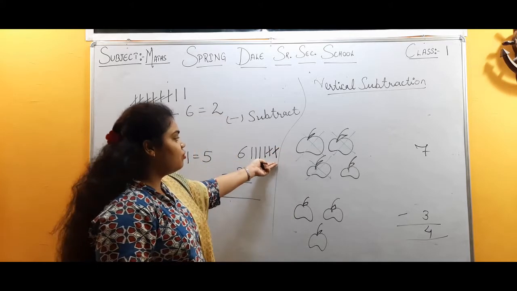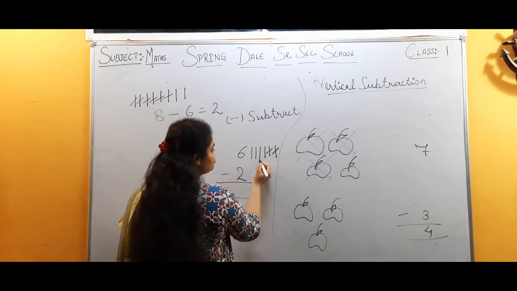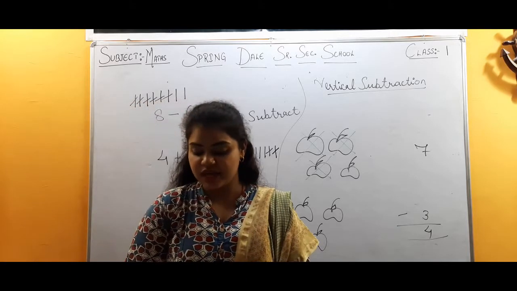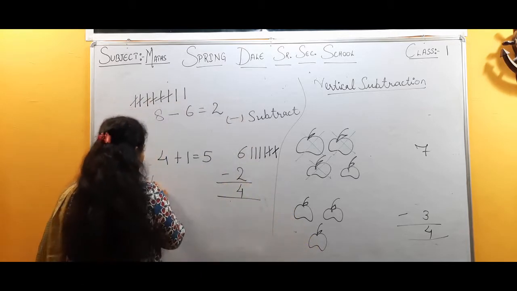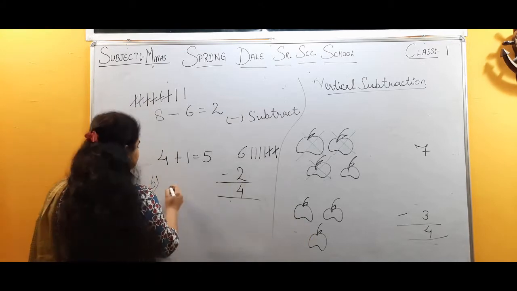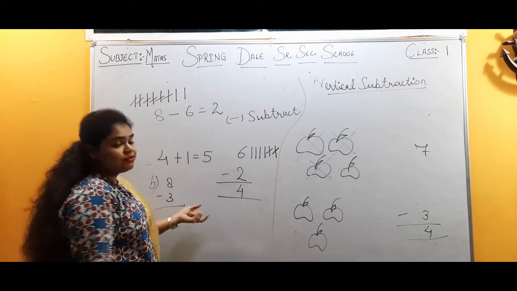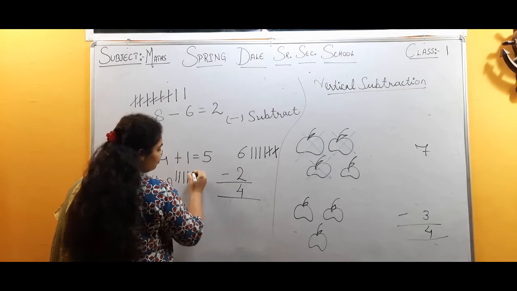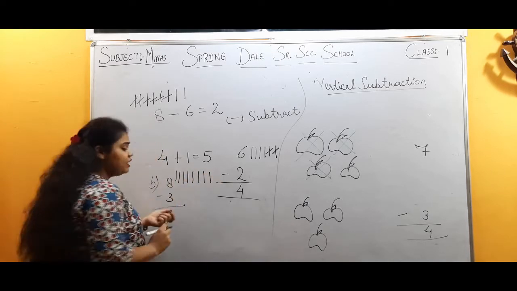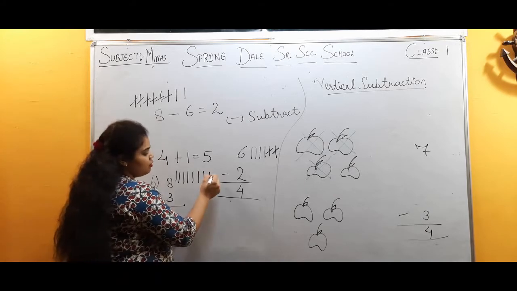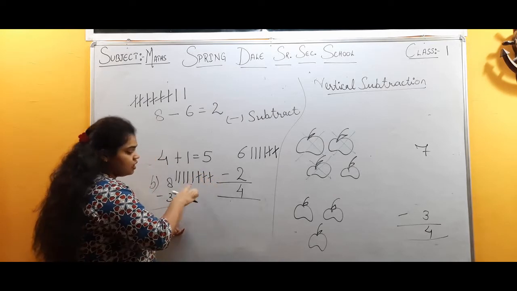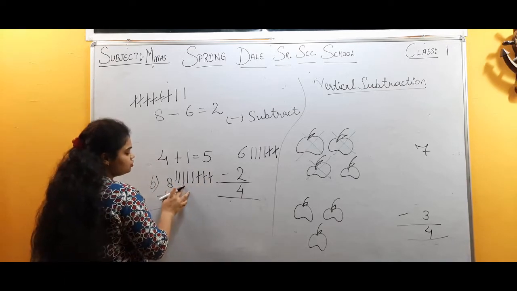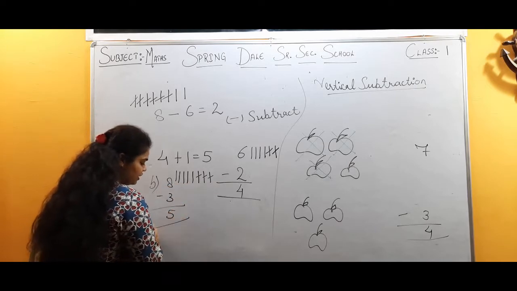The right side. How many we have cut? 2. कितने बचे? 1 2 3 and 4. The number we have is 4. यही हमारी बुक में कर रखा है. Next we have the B part. The numbers we have are 8 and 3. What we will do? First we will make the lines. 8 lines. 1 2 3 4 5 6 7 and 8. We have to cut the 3 lines. 1 2 and 3. Now we have to count how many lines are left. They are 1 2 3 4 and 5. The number we get is 5.